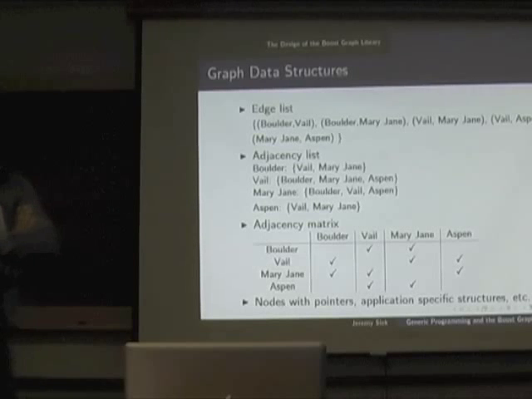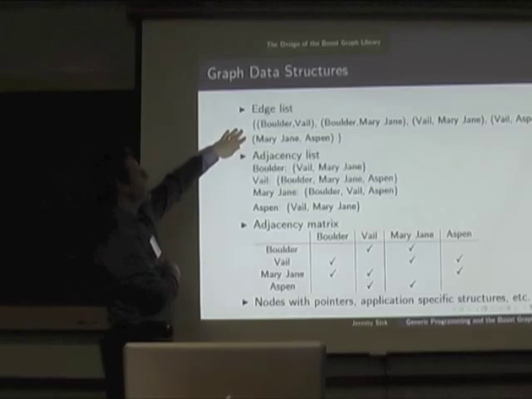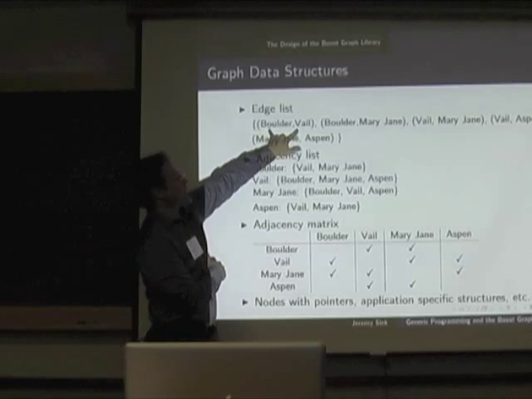And just some of the ways that we can store and represent graphs that are out there. There's the edge list data structure, a typical edge list where each of these pairs describes an edge. You've got source and target vertex.